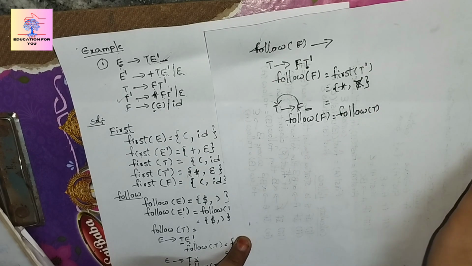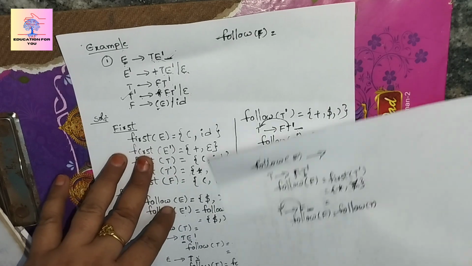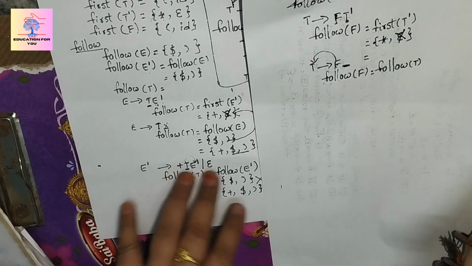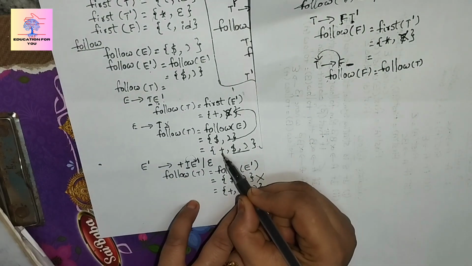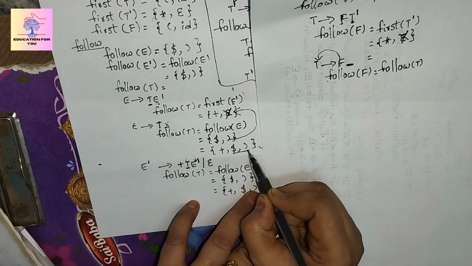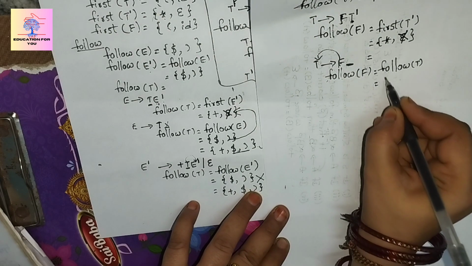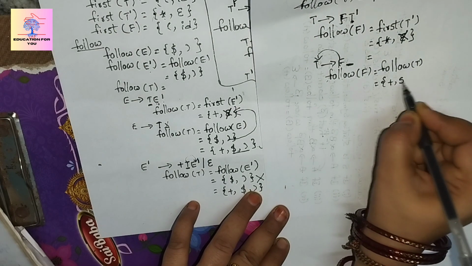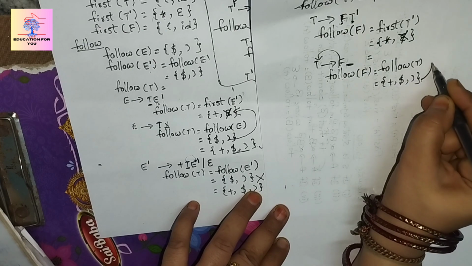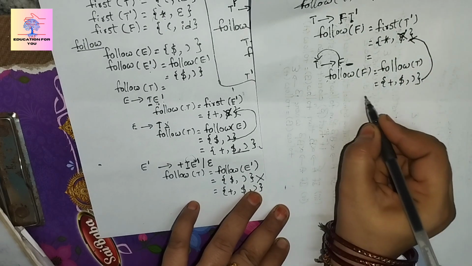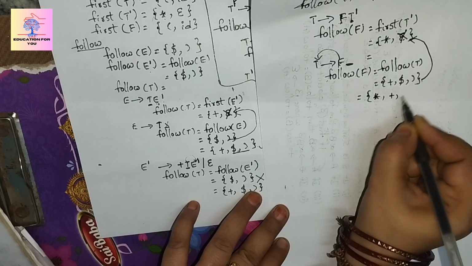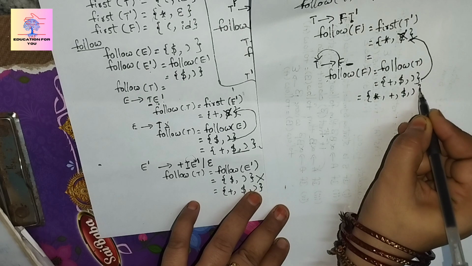Okay, so I already calculated the follow of T here. So what is the follow of T here? Plus dollar and the next one is closed parenthesis, that is plus dollar and also closed parenthesis. Substitute these three in the place of epsilon. So at last what is the follow of F? Star plus dollar closed parenthesis.